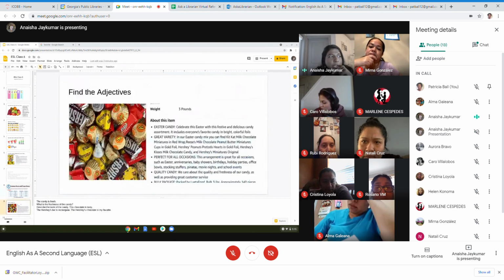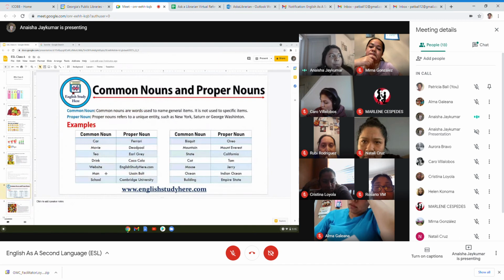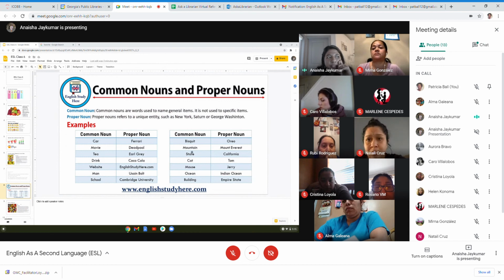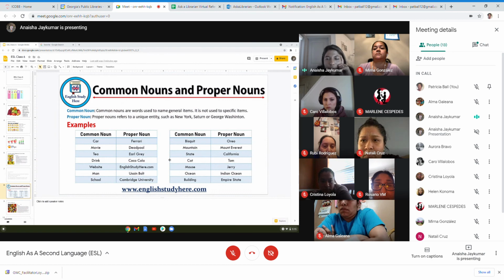All right. Let's look at some other examples. School is a common noun, but if you have Cambridge University or Georgia State University, that is now a proper noun. Okay, can you give me examples of states? If I say, I live in Georgia, is Georgia a proper noun or a common noun? Proper noun.